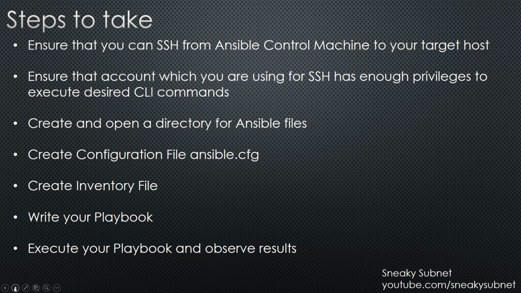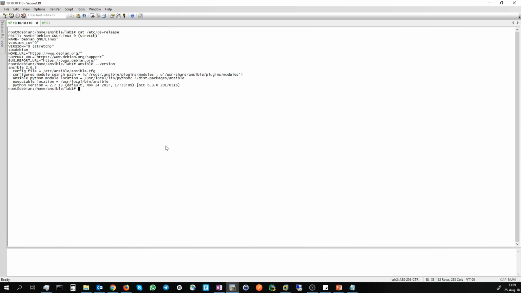So here we can see actual steps we need to take. At first, we need to ensure that we can SSH into our target host from Ansible control machine. Secondly, we need to ensure that account which we are using for SSH has enough privileges to execute desired CLI commands. So let's do that stuff. In our example, our router has an IP 10.10.30.1. So let's try to SSH into it.